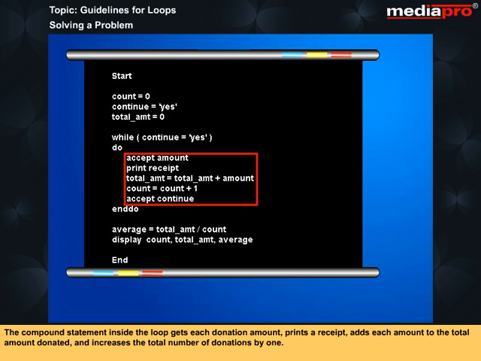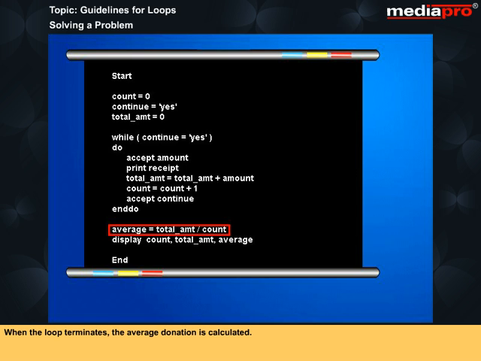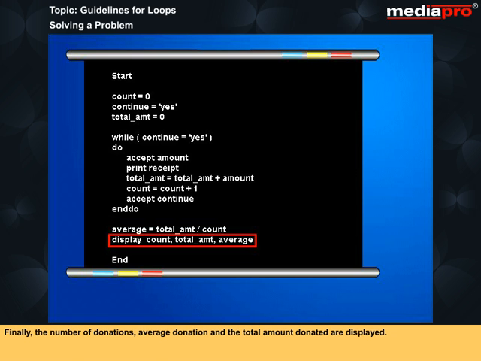The compound statement inside the loop gets each donation amount, prints a receipt, adds each amount to the total amount donated, and increases the total number of donations by 1. When the loop terminates, the average donation is calculated. Finally, the number of donations, average donation, and the total amount donated are displayed.